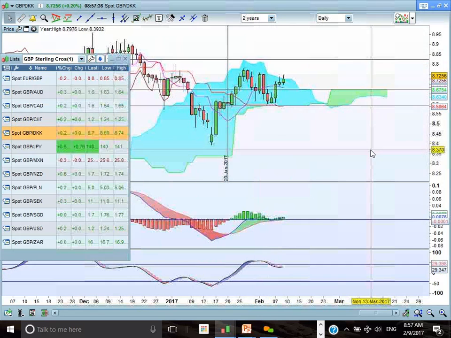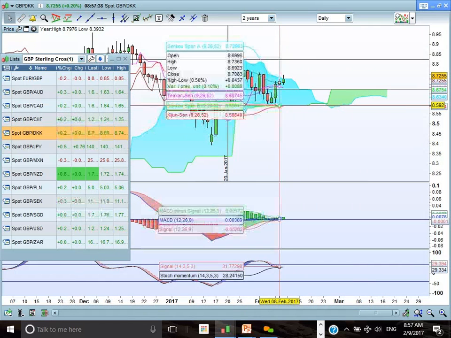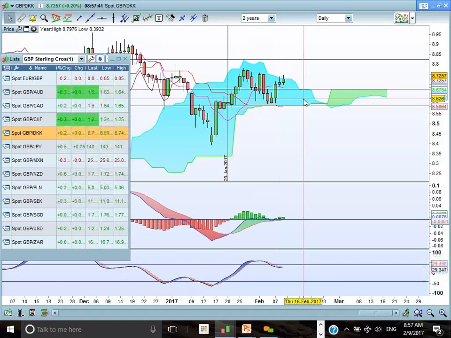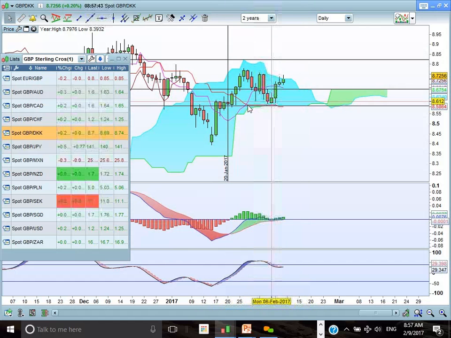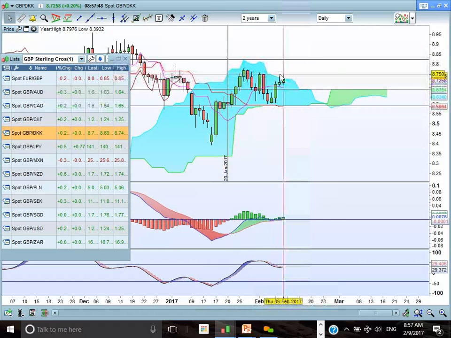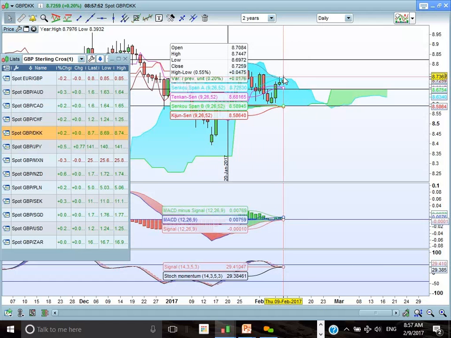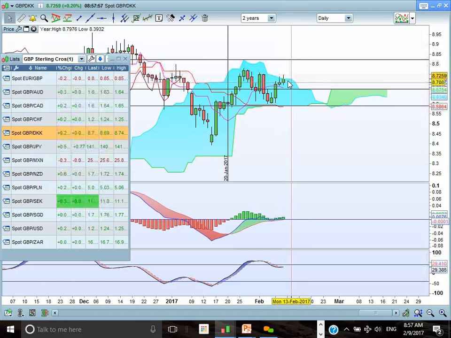Sterling Danish krone also rebounding from the bottom end of the cloud. We've had a nice MACD buy signal for quite some time. It's been struggling in the cloud for quite a period of time. Top in the cloud's resistance, bottom in the cloud support. We're now fighting that cloud chart resistance at the top end of the cloud. So remain to be seen if the momentum will be maintained above this key resistance zone to the upside.